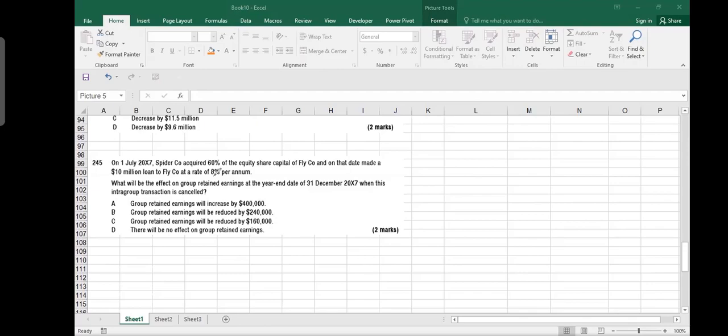What will be the effect on group retained earning? Now they're asking us retained earning at the year end of 31st December 2007, when this intragroup transaction is cancelled. So if you cancel the intragroup transaction, what will happen to group retained earning? So let's see the transaction.